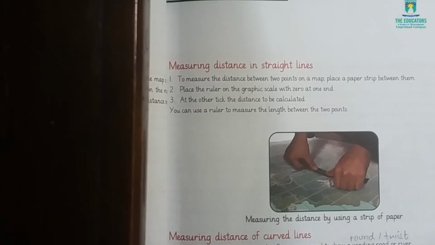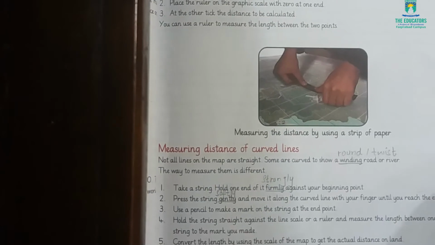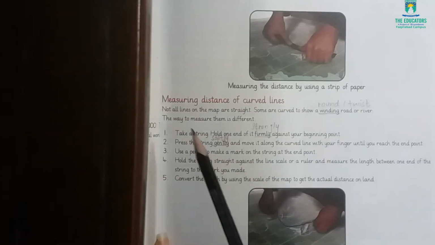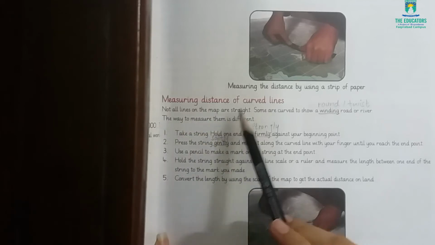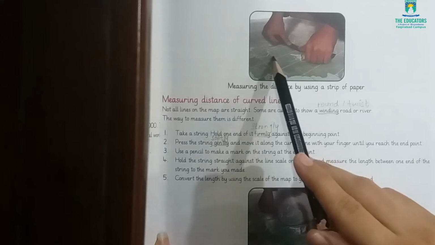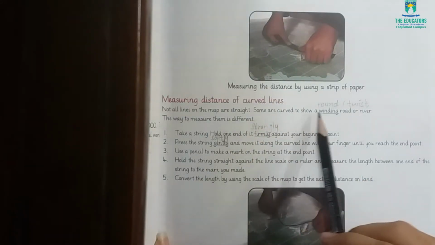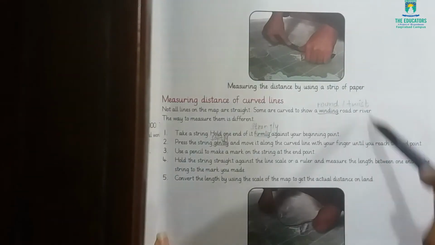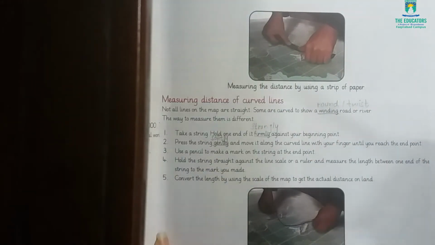Second is measuring distance of curved lines. Not all the lines on the map are straight. For example, as you can see, this is not a straight line. This is a curve. Some are curved to show a winding road or river. For example, if a road is curved, round or twisted, it will also look like a curve on the map. It will not look like a straight line on the map. So the way to measure them is different.